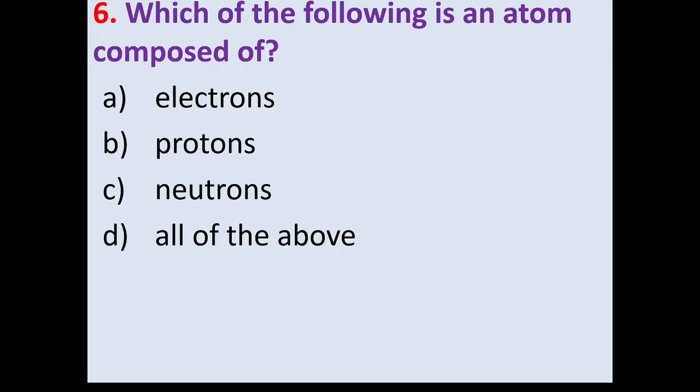Which of the following is an atom composed of? As we have seen in atomic structure, any atom consists of a centrally placed nucleus containing two types of particles, protons and neutrons, and around this nucleus negatively charged electrons revolve. So any atom is composed of three particles, protons, neutrons and electrons. So option D, all of the above, is correct here.